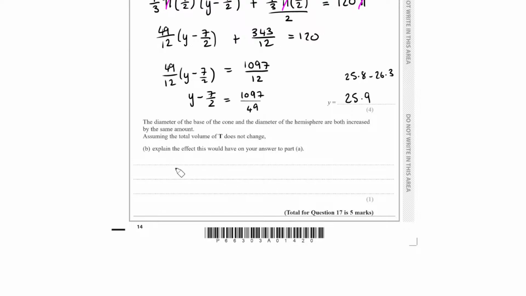The height would be less, because you have to relate it to your part A. Part A was the height, wasn't it? Or you could say the letter Y if you wanted. The height of T, which was the whole shape, would be less or would decrease. As long as you don't say increase, because that's obviously incorrect. As long as you allude to the fact that it's decreasing or shorter or less, then you'll get the mark.